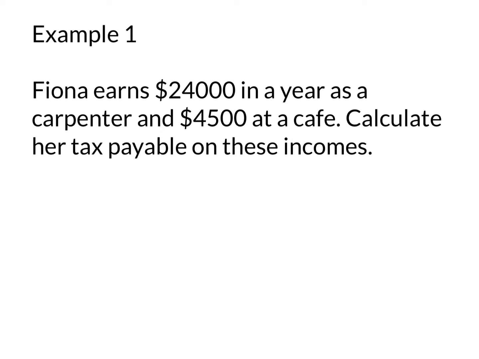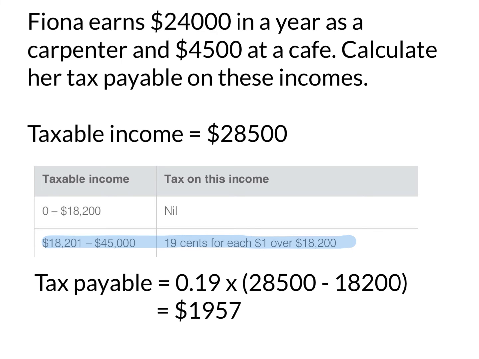For the first example, we've got Fiona earning $24,000 a year as a carpenter and $4,500 at a cafe. We want to find out her taxable income or tax payable. The total amount that Fiona earns, which is her taxable income, because for this first one she's got no deductions, is those two amounts added together. So $24,000 plus $4,500 is $28,500. You can see that's more than $18,200, so she's above the no tax payable. So she's actually got to pay tax.